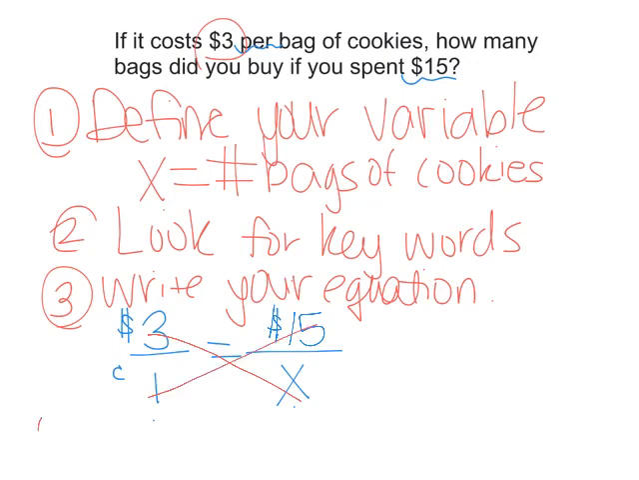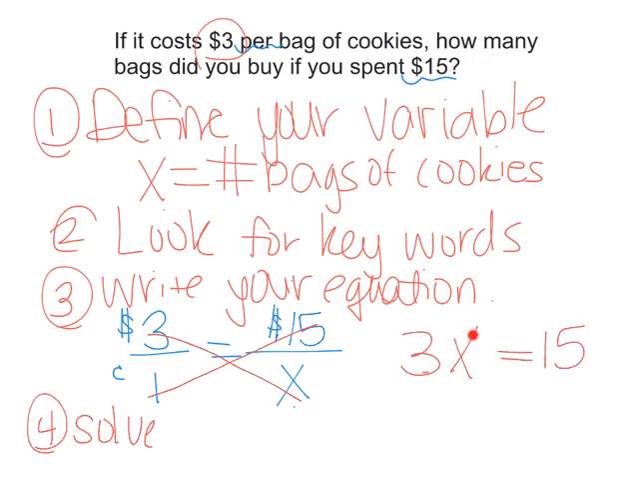So now step 4 is to solve. And watch what happens when I solve. I'm now going to get 3x equals 15. And what's happening here? We're multiplying 3 times the number of bags of cookies to get $15. Now to solve, we'd have to divide both sides by 3, and x would equal 5 bags of cookies.